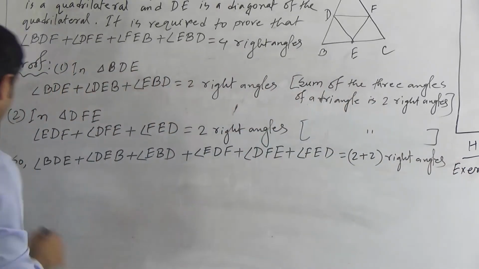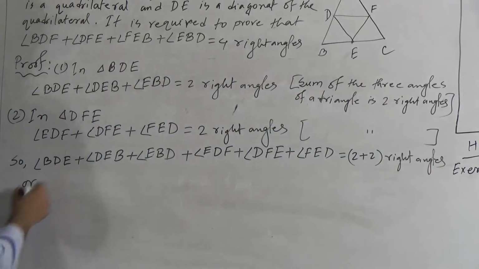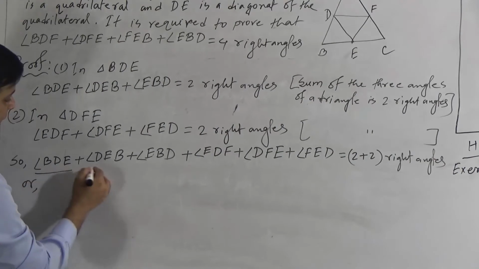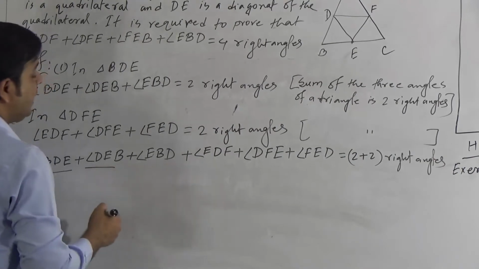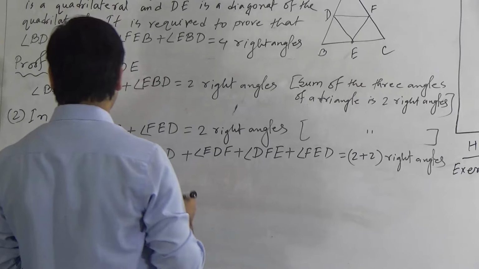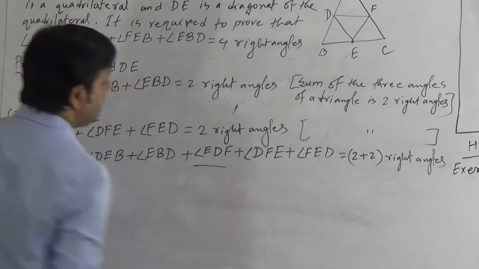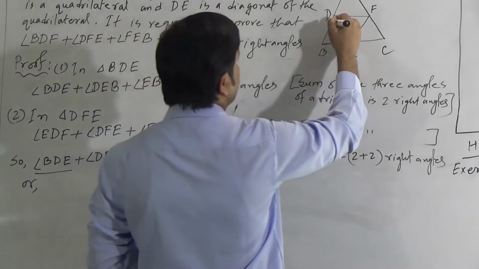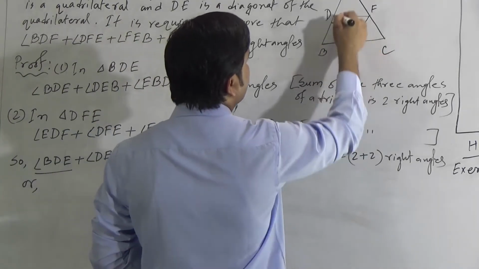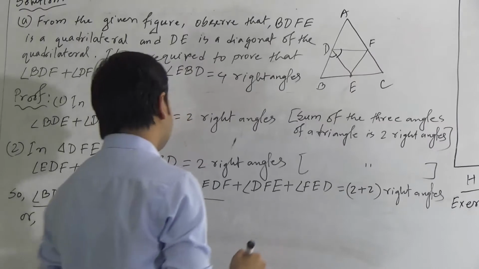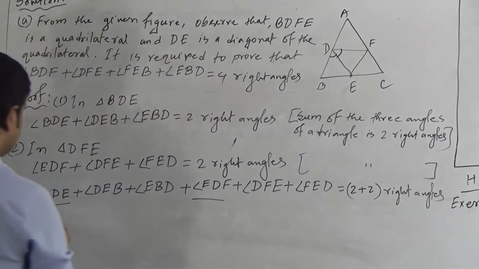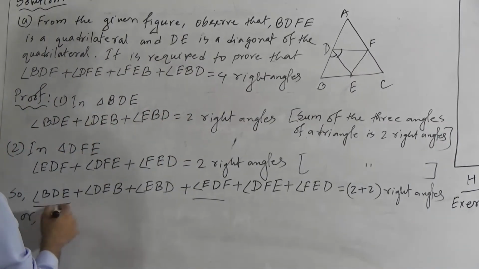Okay, dear students, so we can calculate here now. Angle BDE and DEB. Now see, angle BDE and EDF. BDE means this portion, EDF means this portion. If we take the sum of these two, we'll get here. So we can write these two together.